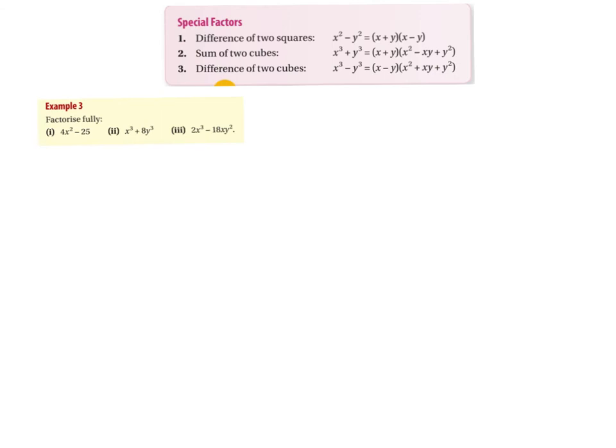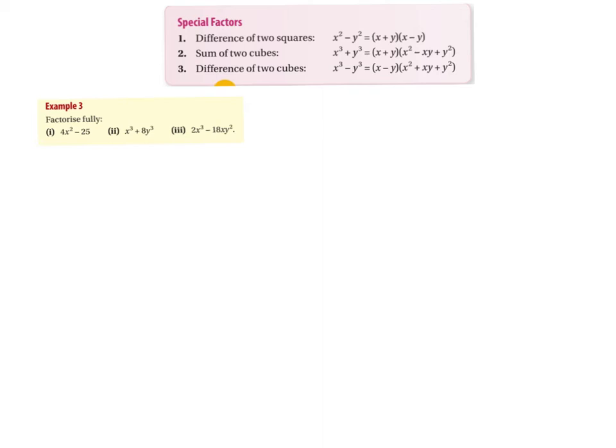This is the new stuff, guys: the sum of two cubes and the difference of two cubes. We already know about the difference of two squares. You've already seen it in second year. So x squared minus y squared is equal to x plus y, x minus y.